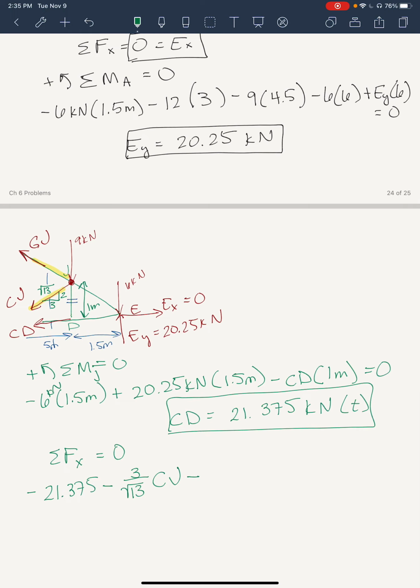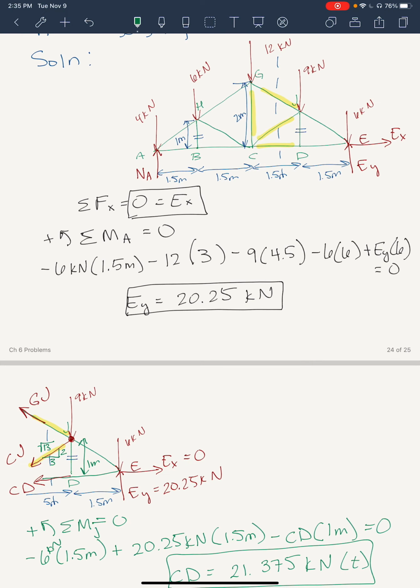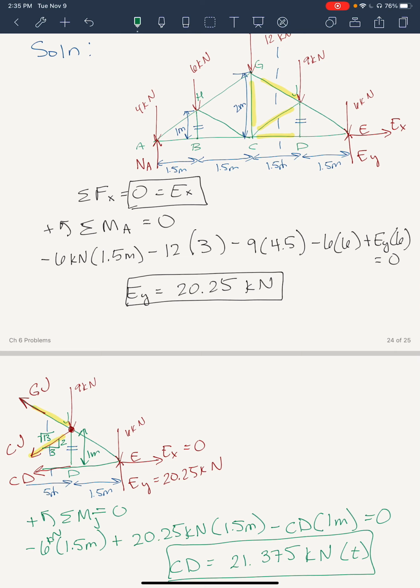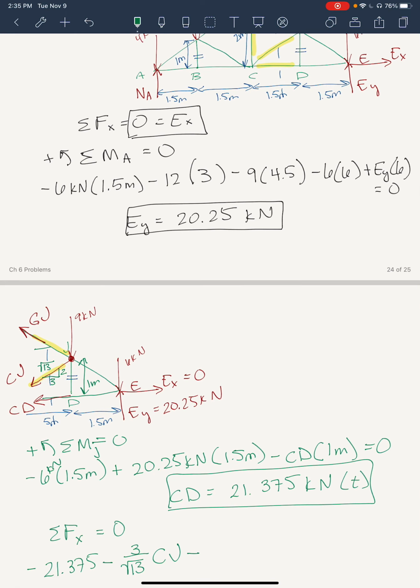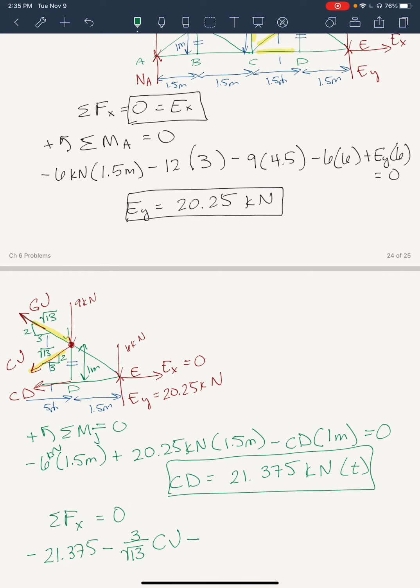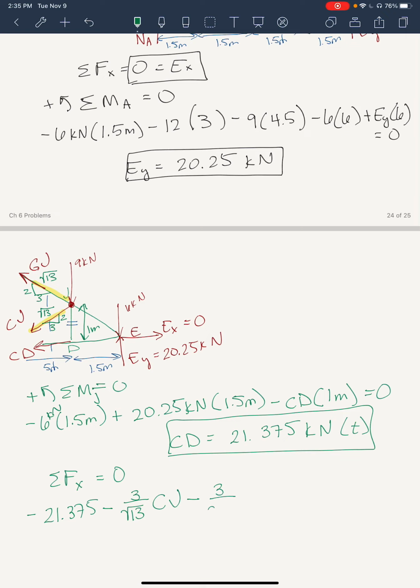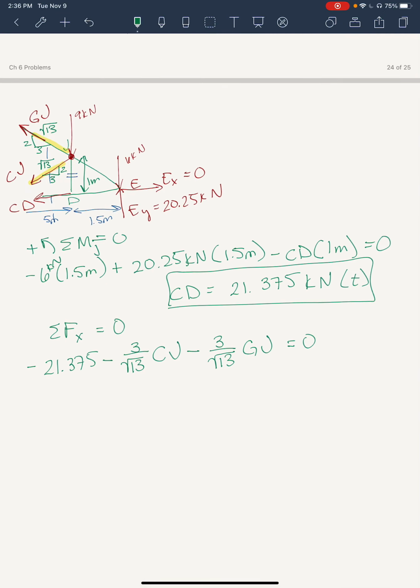And then minus, and then that from J to G is 1.5 meter over and 1 meter up. So that's also 3 and 2 and square root of 13. So minus 3 over the square root of 13 GJ. And then 9 is in the y direction, the 6 and the EY is all in the y direction. EX is 0, and CD is the CD we already got. So that equals 0. So I'm just going to solve for one of them.